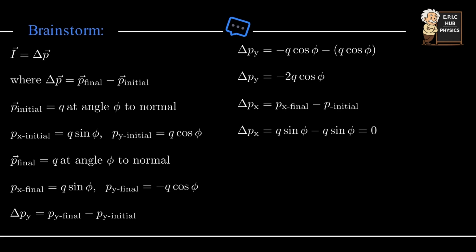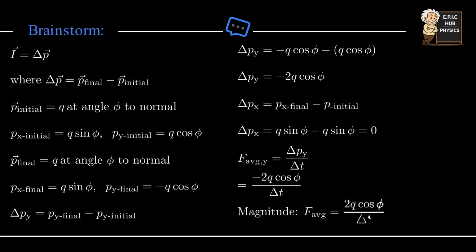Now we can calculate the average force along the normal direction. The average force is given by F average y equals delta py divided by delta t. Substituting the value of delta py, we get F average y equals negative 2q cos phi divided by delta t. Since we are interested in the magnitude of the force, we take the absolute value, F average equals 2q cos phi divided by delta t. This is our final answer.